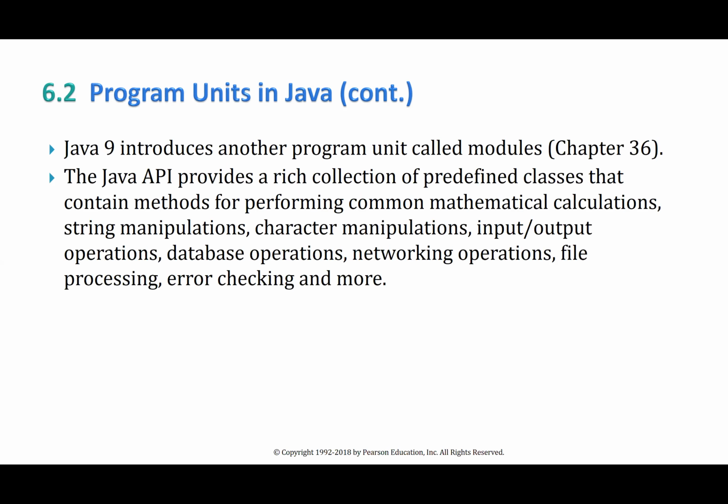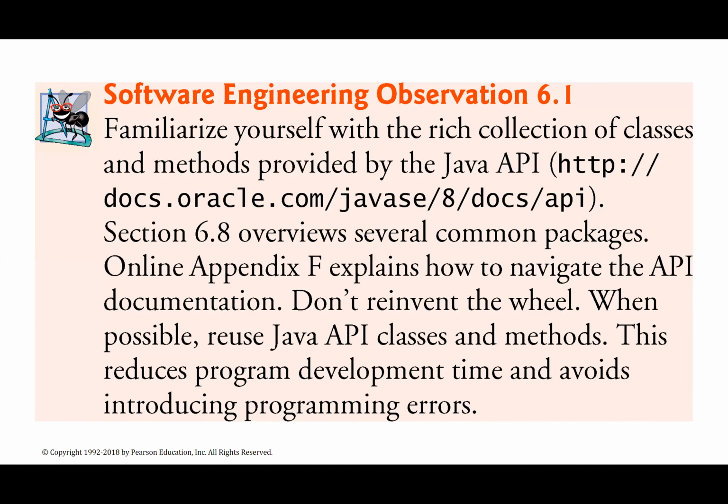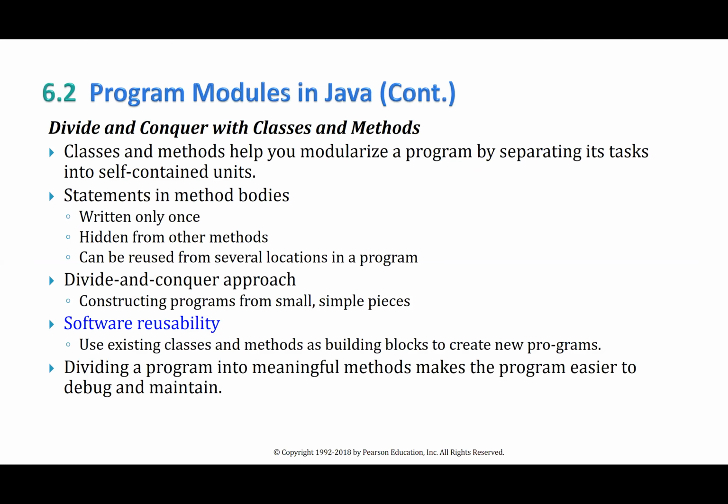In Chapter 6, we're going to look at creating method classes yourself, the ones we want for our own use. You should look at Chapter 8, which we'll get to, at the APIs as you go through. So divide and conquer. Classes and methods help you modularize your program by separating its tasks into self-contained units. Programs are gigantic, the ones that are actually out there in the real world, and the only way to think them through is to divide them into small pieces. Divide and conquer.